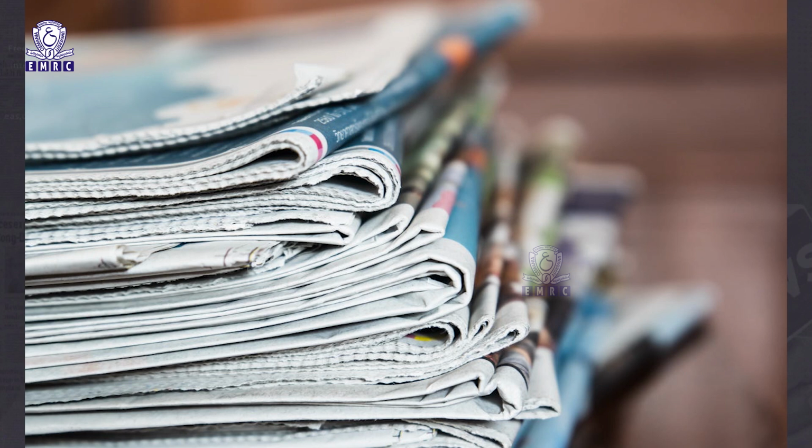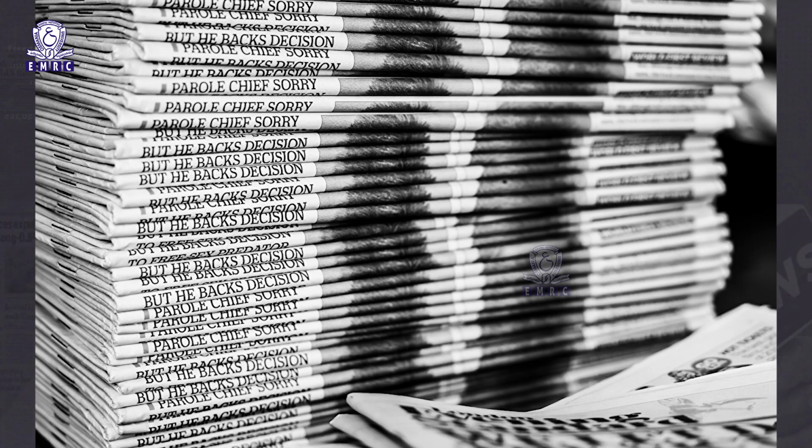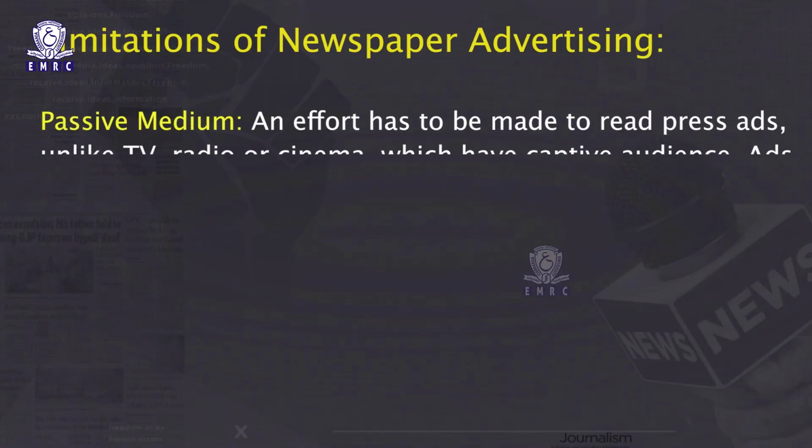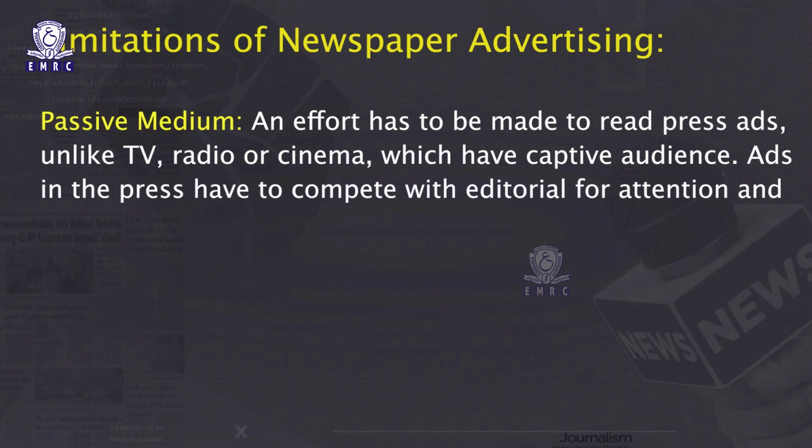Poor newsprint. Offset printing has improved the standards of color and picture printing in the newspapers today, but the poor quality of newsprint makes a difference to the output. In this respect, let us compare the Times of India with the New Indian Express newspapers, and the difference is obvious. Passive medium. An effort has to be made to read press ads, unlike TV, radio or cinema, which have a captive audience. Ads in the press have to compete with editorial for attention and interest, while cinema and broadcast advertising does not occur at the same time.